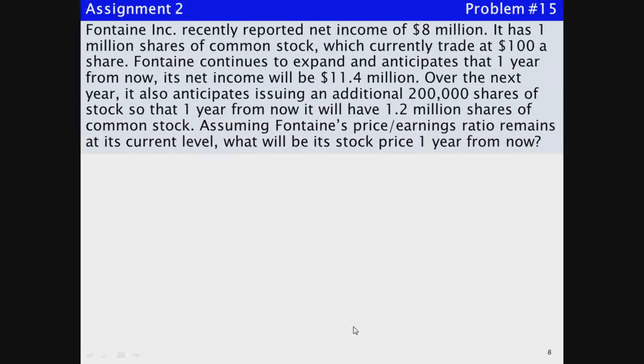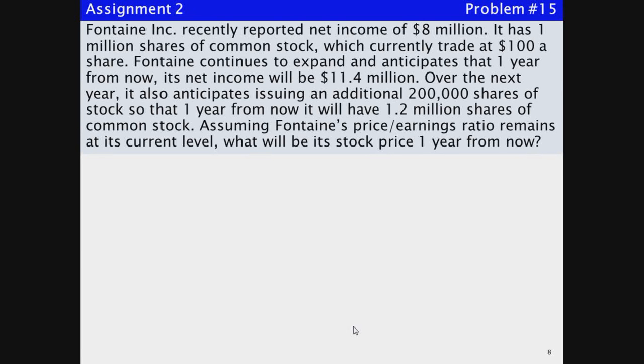15. Fontaine Incorporated recently reported net income of $8 million. It has 1 million shares of common stock, which currently trade at $100 a share. Fontaine continues to expand and anticipates that 1 year from now, its net income will be $11.4 million. Over the next year, it also anticipates issuing an additional 200,000 shares of stock so that 1 year from now, it will have 1.2 million shares of common stock.